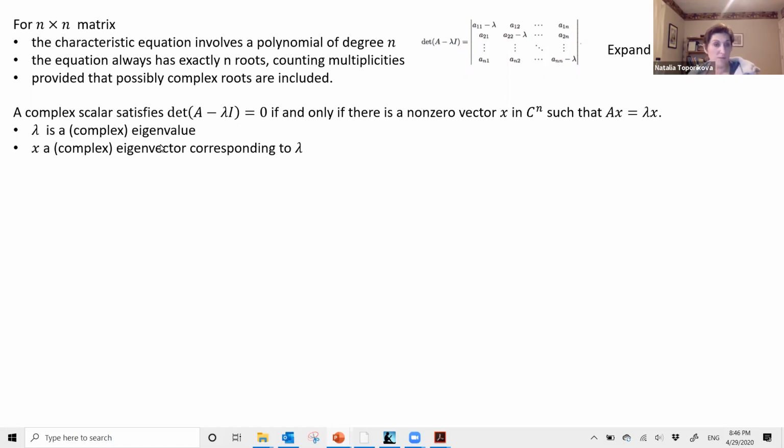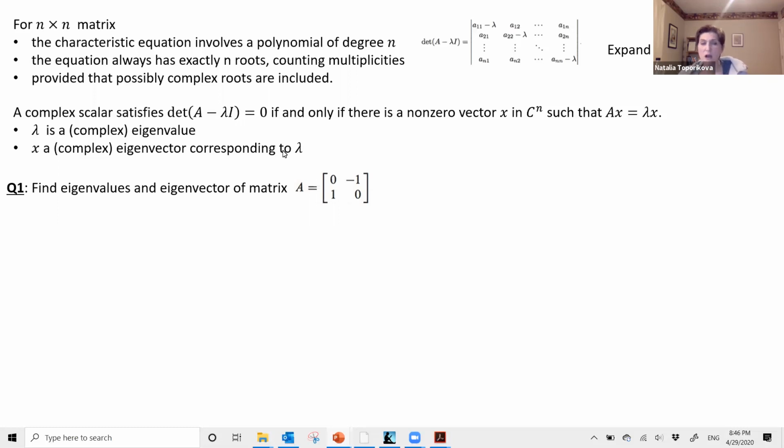And we know from the previous part that complex eigenvalues and eigenvectors come in complex conjugate pairs. Okay, let's see how we work with complex eigenvalues and eigenvectors. Again, it's very similar to the real case, with a couple of small details which I will point out. Let's take a rather simple 2 by 2 matrix and try to find its eigenvalues and eigenvectors.